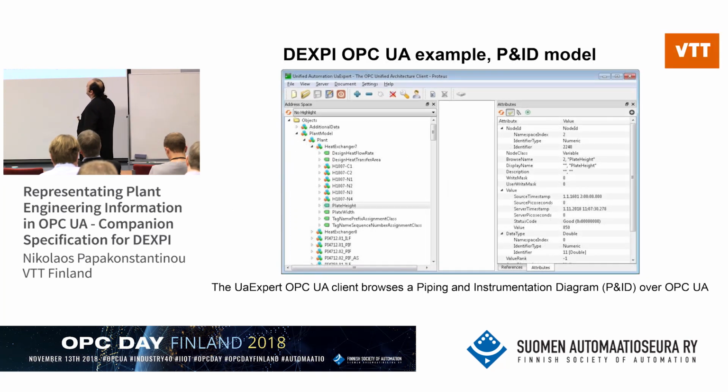And this is an example of how a P&ID model looks using the UA Expert tool. So it is served over OPC UA, and we can navigate the plant model and the different equipment and different components of the equipment and so on.